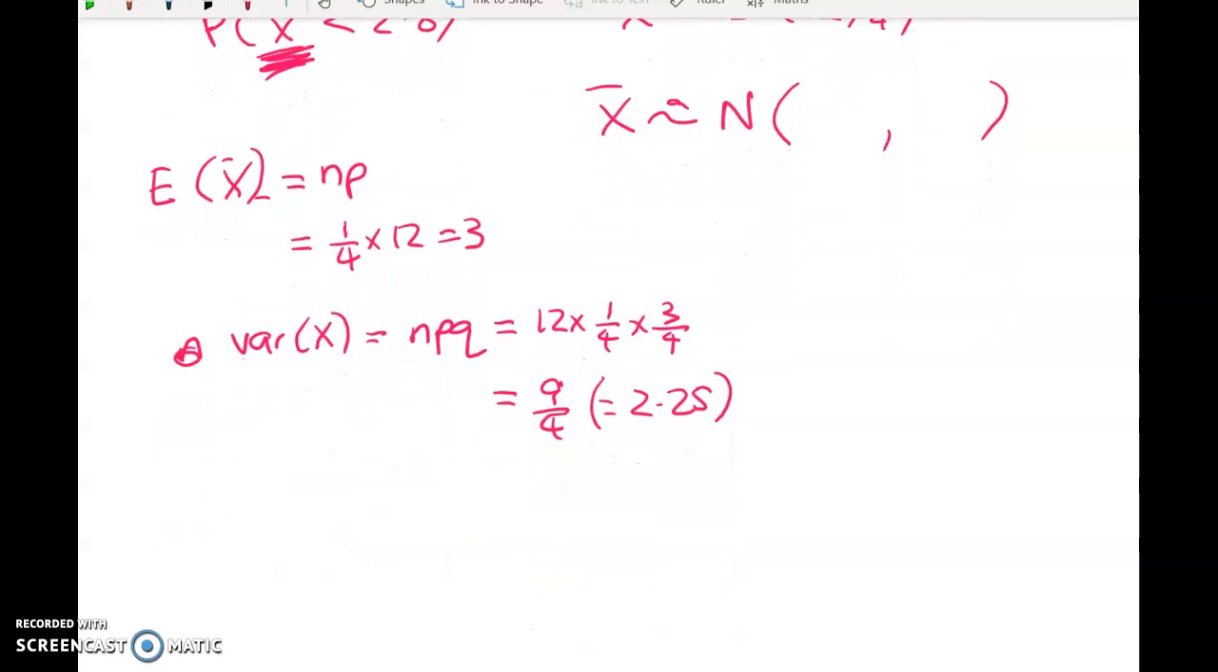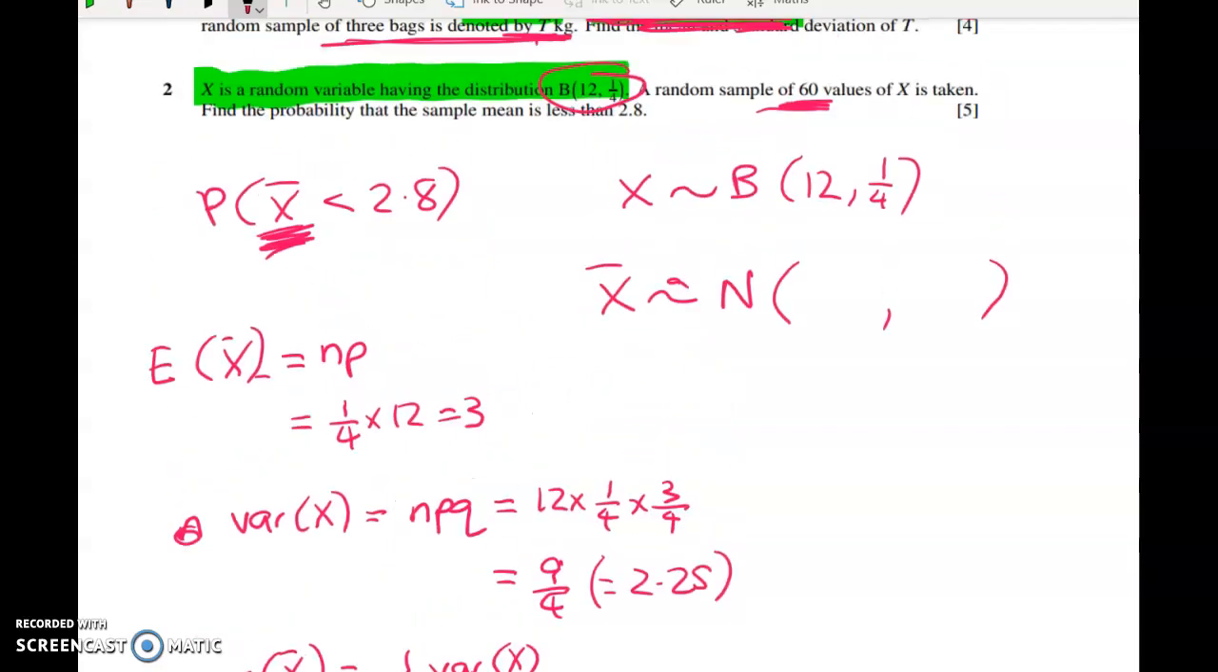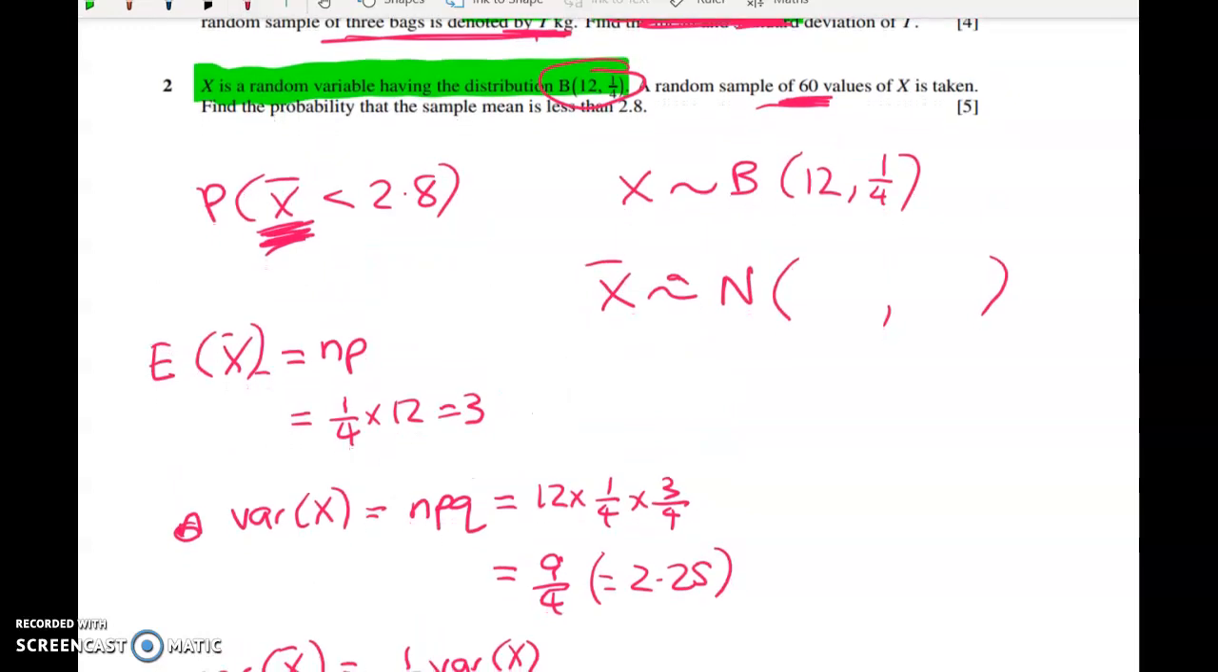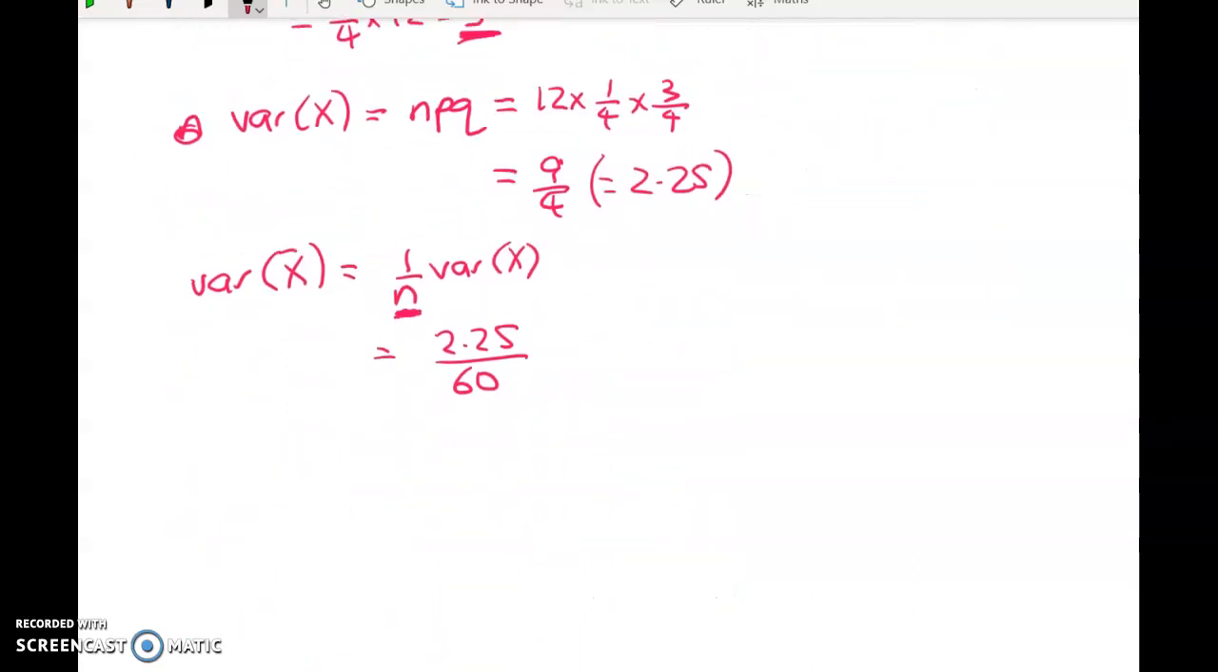And the variance of the sample mean is going to equal 1/n times var x, right? So that's going to be here. The n in here is the 60, right? So it's going to be 2.25 over 60. And now we're basically ready to go back up and work out this probability, because we've got the average, we've got mu, and we've got the variance.